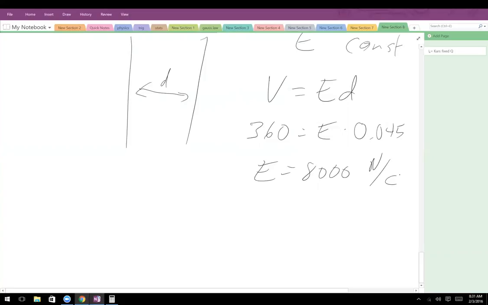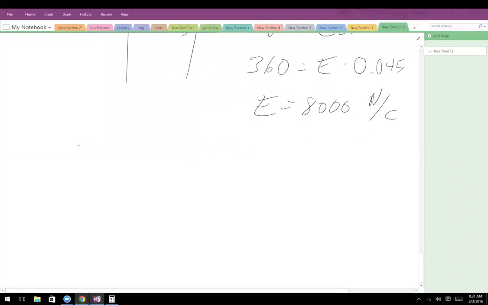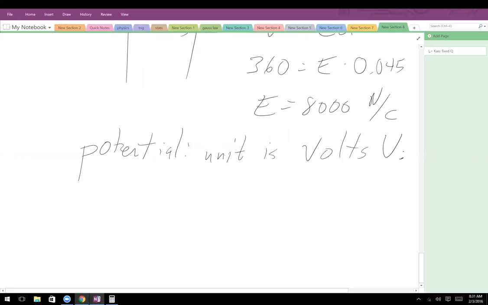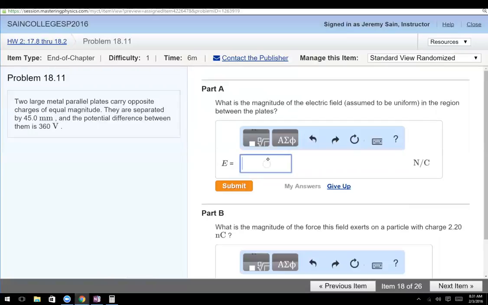Oh, I should say one more thing. The units for potential. So the unit is volts. I'm sure you've heard the word volts sometime in your past, haven't you?